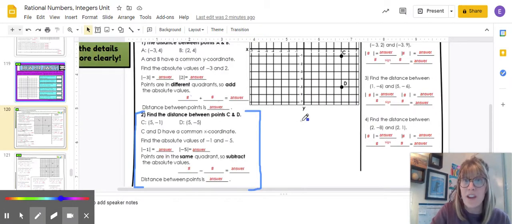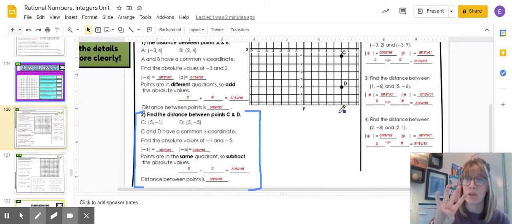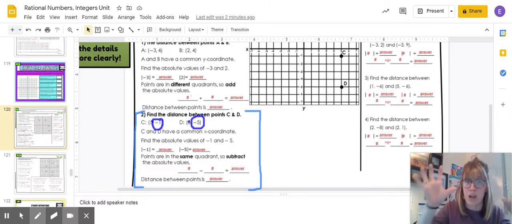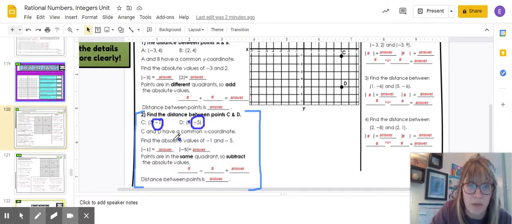All right, so next we're going to find the distance between points C and D, and they are in the same quadrant. They're both in quadrant 4. We're given their ordered pairs, and we want to discover which coordinate they share and which is different. In this case, 5 is the x coordinate for both, so that's the one they share, and the y coordinate is the one that's different. So those are the ones we want to find the absolute value of so that we can compare them and find the difference.